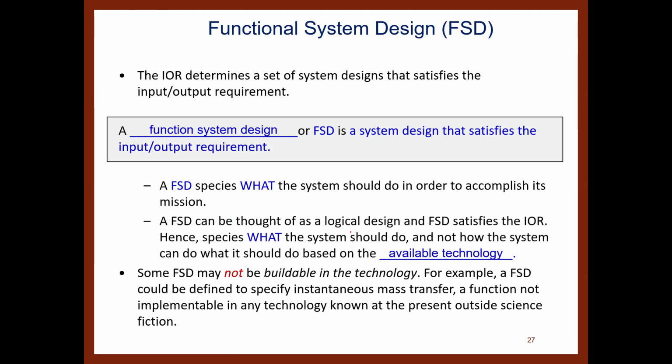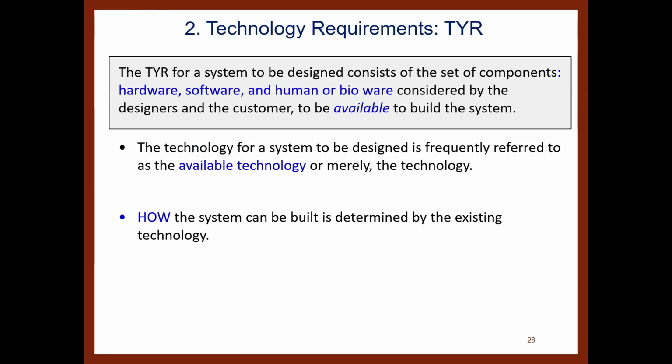So we went from input-output and defining logically a system that can satisfy the inputs and the outputs, which is functional system design. So it's in terms of functions. Now we're specifying technology requirements, and here is where we are trying to address what technology can be used to satisfy those functions from the functional system design. If you can specify, using available technology, how the system can be built, then you're satisfying those technology requirements.